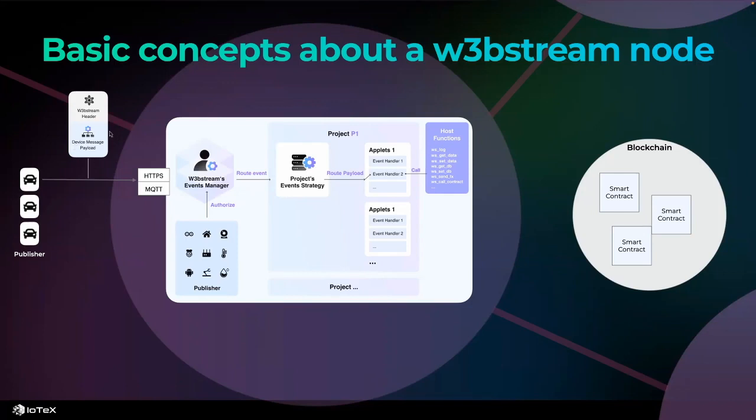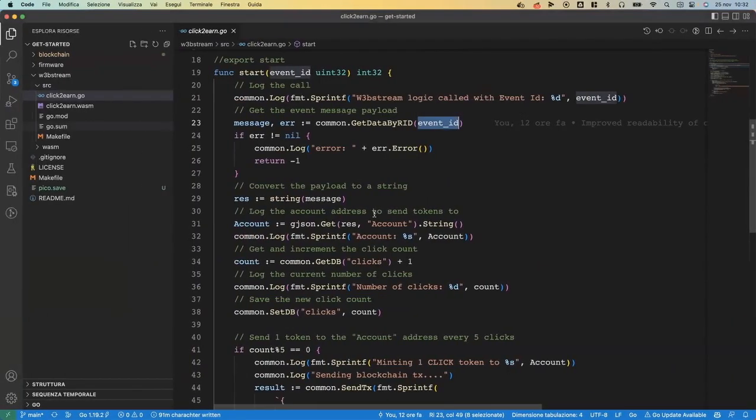But we need to access this payload at some point inside our logic, right? And to do so, we have a get data function here. This is what gives us the payload of our message, and it is provided by this function inside our common library. We pass the ID. The ID of the event is provided by WebStream when it calls the event handler. So we pass the event ID, we use the get data, and this will give us the payload.